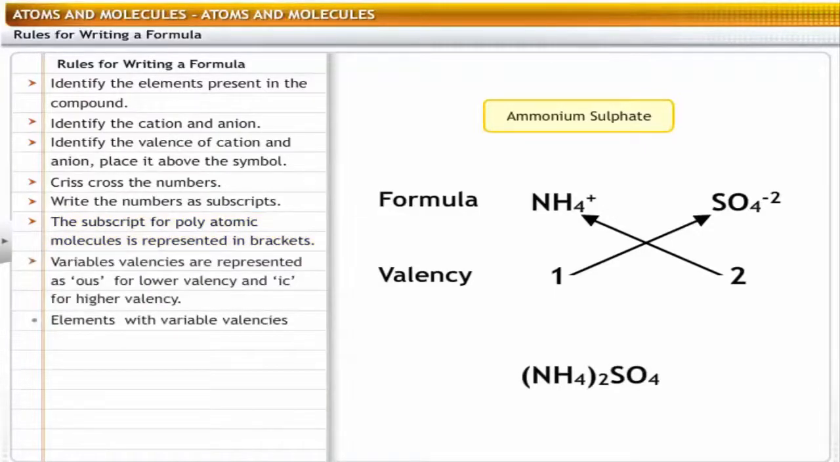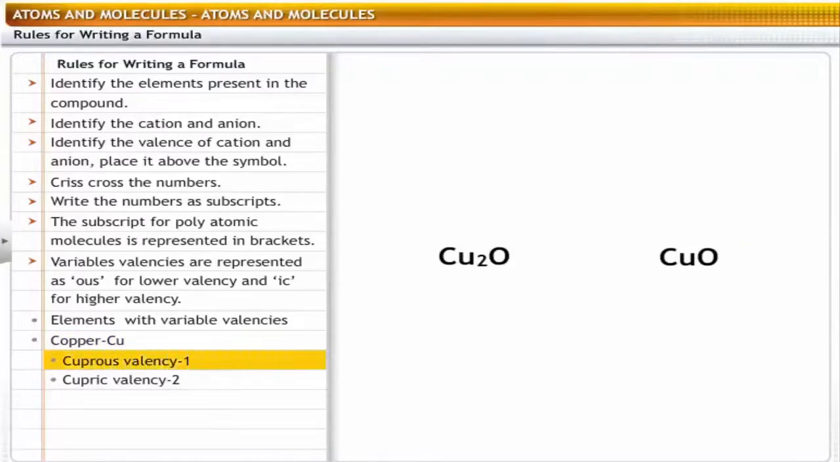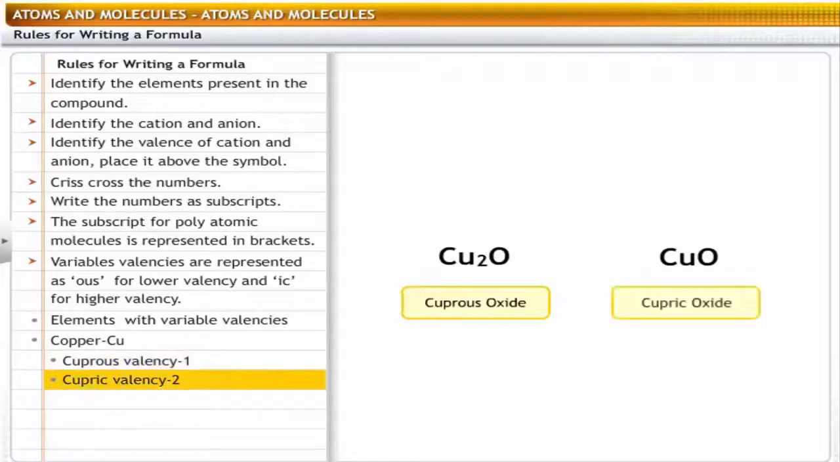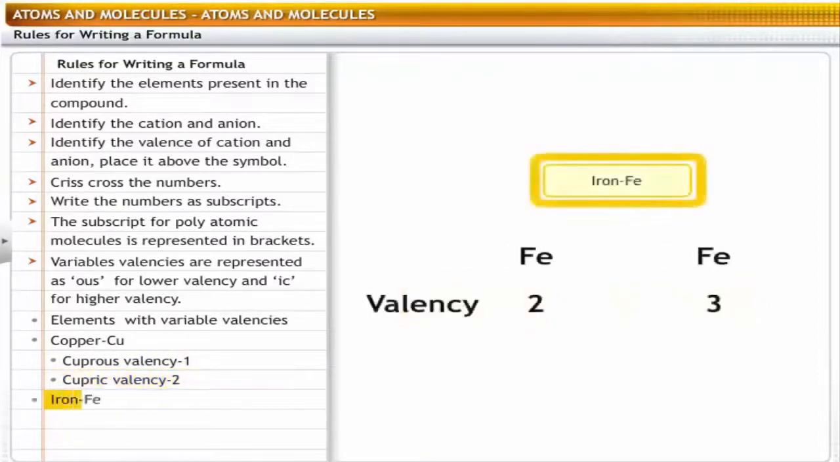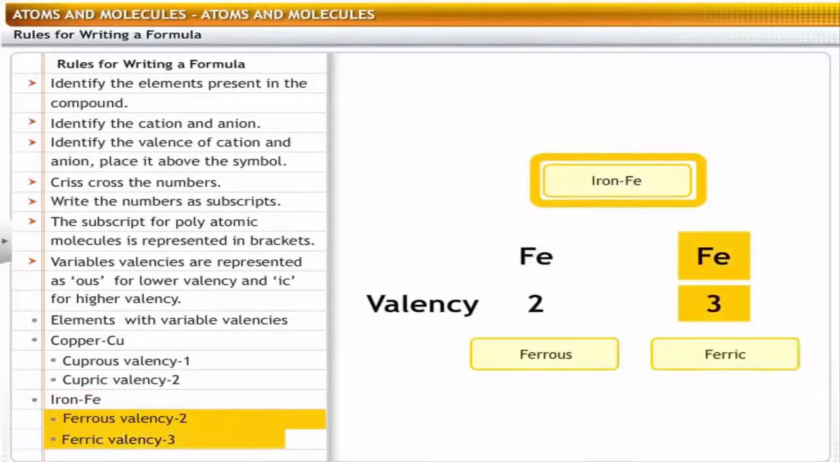There is an exception for some of the metals, which exhibit variable valency and are named accordingly. For example, copper shows 2 different valencies, 1 and 2. In such a case, the compound formed with the lower valency is called cuprous, and the compound is cuprous oxide, that is, Cu2O. On the other hand, copper with valency 2 forms cupric oxide, CuO. Similarly, iron also exhibits variable valency. Iron with a valency of 2 is ferrous, and iron with a valency of 3 is ferric.